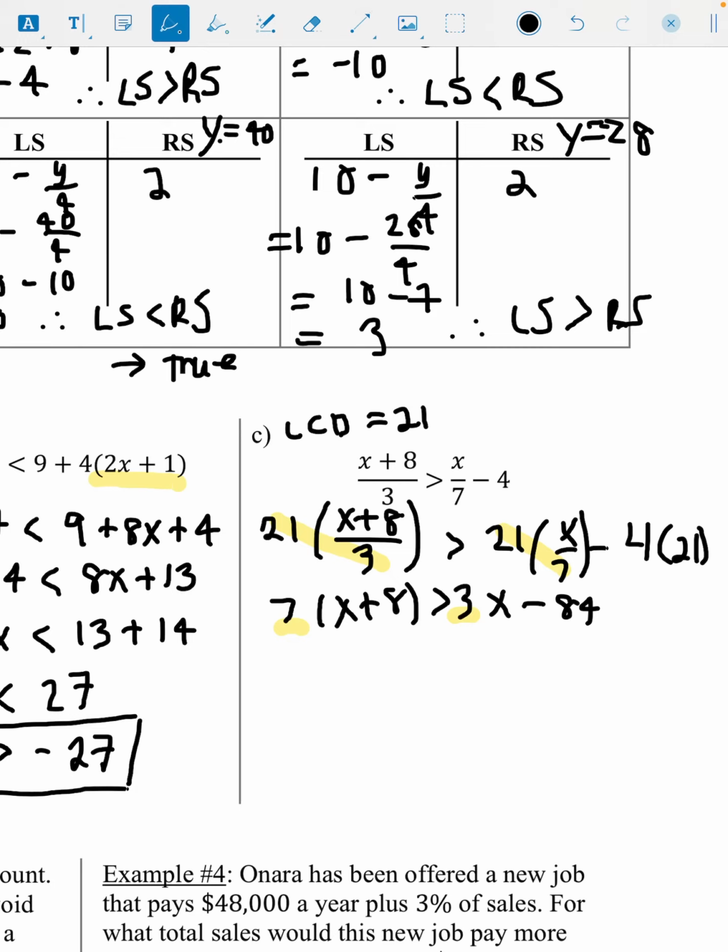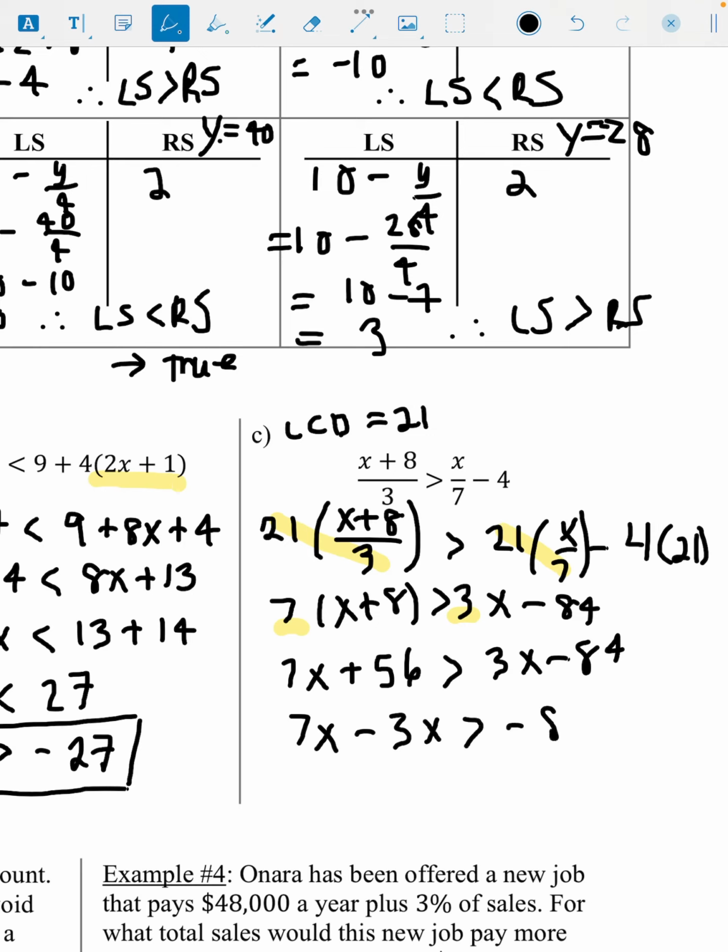So now we can expand this with distributive property. So we can get 7x plus 56 is greater than 3x minus 84. And moving all the variables to the left, we get 7x minus 3x is greater than negative 84 minus 56, because we're moving the 56 on the left to the right side. So we get that 4x is greater than negative 140.